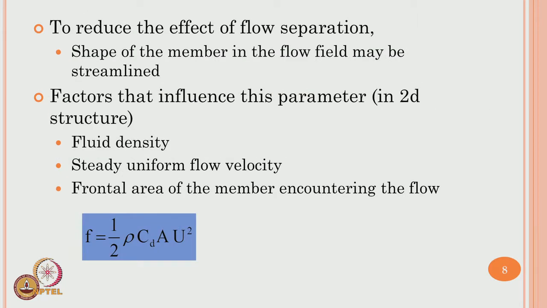Now, one can ask me a question: I want to reduce the effect of flow separation, what should I do? To reduce the effect of flow separation, in design people adopt the shape of the member as one of the important parameters to streamline the flow. Now, one can ask what factors influence this parameter in a two-dimensional frame? Fluid density, steady uniform flow velocity and the frontal area of the member encountering the flow, which is given by this equation, where rho of course is sea water density, CD is the drag coefficient, A is the frontal area of the member and U is the steady uniform flow velocity.